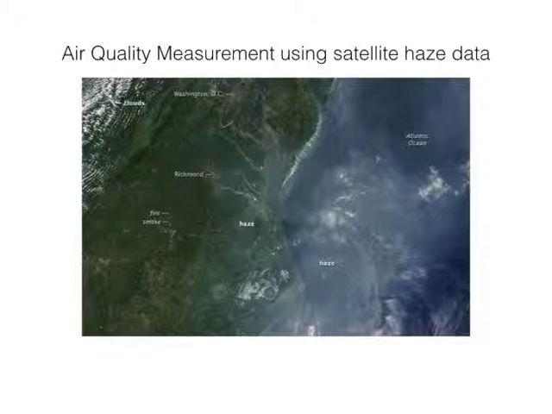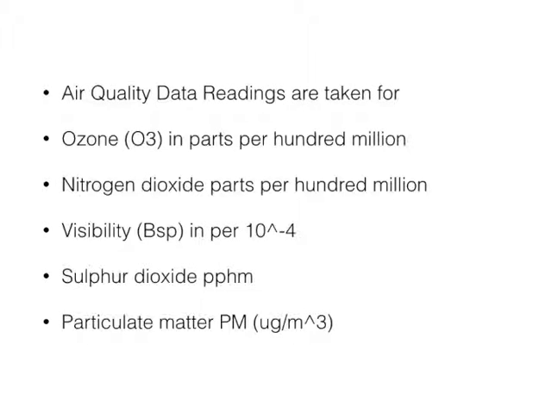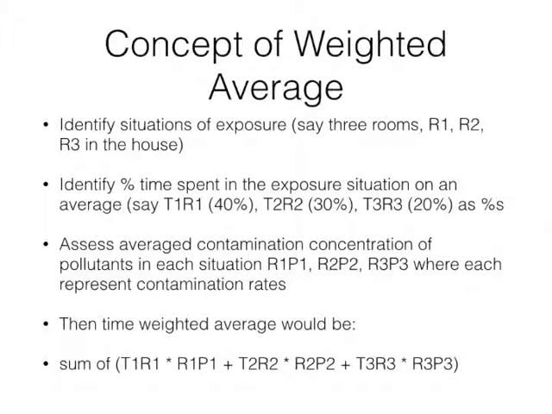And then we have got another slide over here. For example, we can see that these are the different kinds of data that we take for, like ozone, nitrogen dioxide, visibility, sulfur dioxide, particulate matter. We can do this. The second thing that we talk about is the concept of what is known as weighted average. So in this particular situation, we identify what are the different situations of exposure.